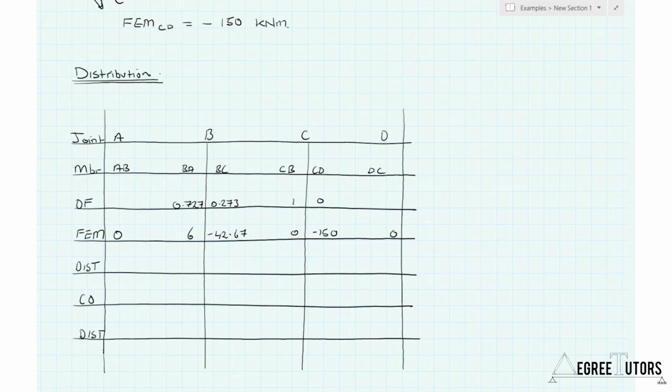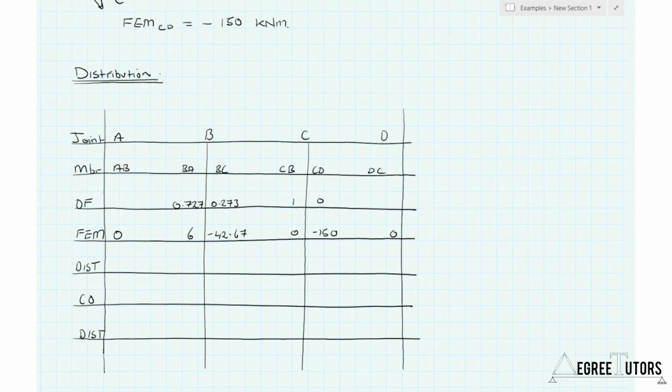And we say to ourselves, right, we have a clockwise moment of 6 kilonewton meters and an anti-clockwise moment of minus 42.67. So that means to balance that joint, because that's what we're trying to achieve, moment equilibrium at the joint, because we know that has to be the case in the final solution, we need to add a plus, or clockwise, moment of 36.67 kilonewton meters to that joint in order for it to be balanced. Okay, so that's the first thing we say to ourselves.